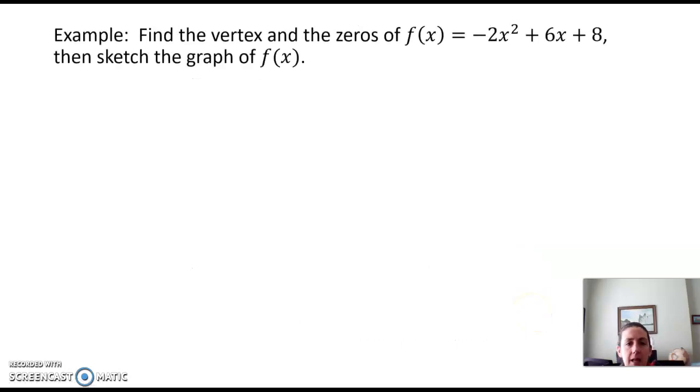Okay, let's find the vertex and the zeros. Remember what zeros are. Those are the x values where the function is equal to 0 of this function here, and then we'll graph it. So the vertex is going to be negative b over 2a, so negative 6 over 2 times negative 2, which gives me 3/2. So that's the x value of the vertex.